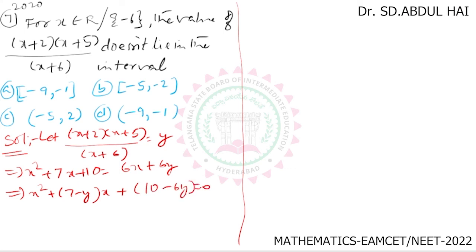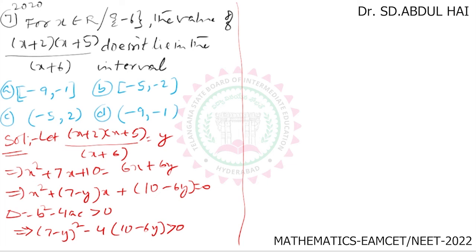So it is in the form of ax square plus bx plus c. We know that it is a quadratic equation, then it has real roots if delta is equal to b square minus 4ac greater than or equal to 0. Right? Therefore, what is b? That is 7 minus y. What is a? 1. What is c? 10 minus 6y. If I substitute here, this is nothing but 7 minus y whole square minus 4 into 1 into 10 minus 6y is greater than 0.